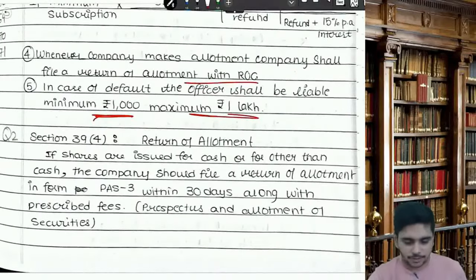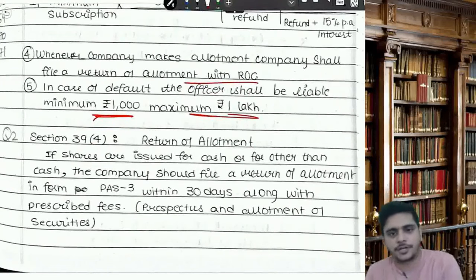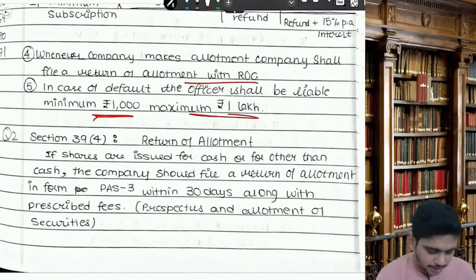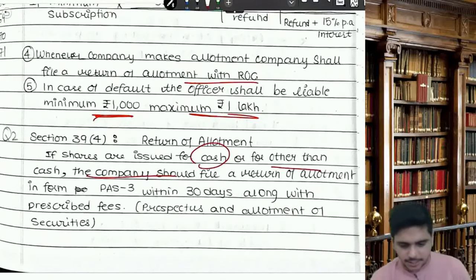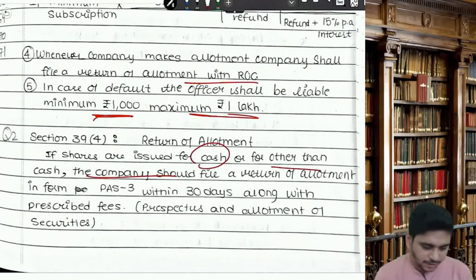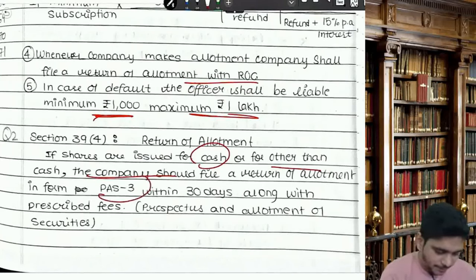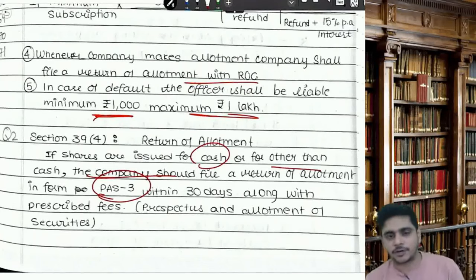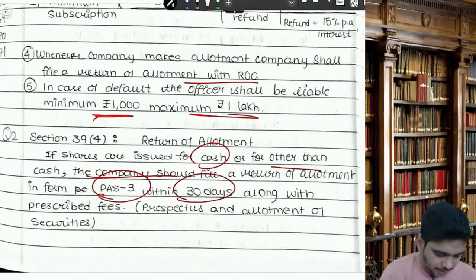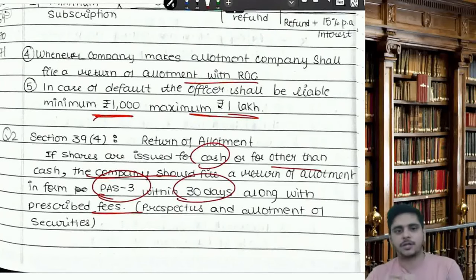Now, return of allotment. Whenever the company allots the shares, they have to file a return of allotment. If the shares are issued for cash or for consideration other than cash, then the company shall file a return of allotment in form number PAS-3, prospectus and allotment of securities, within 30 days along with the prescribed fees. That's a part of section 39 only.